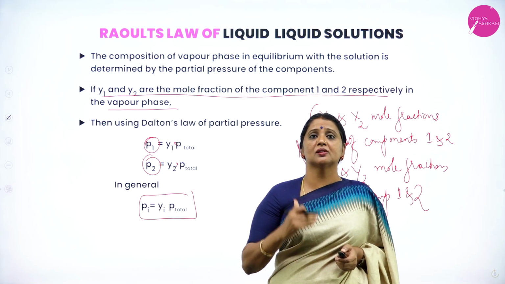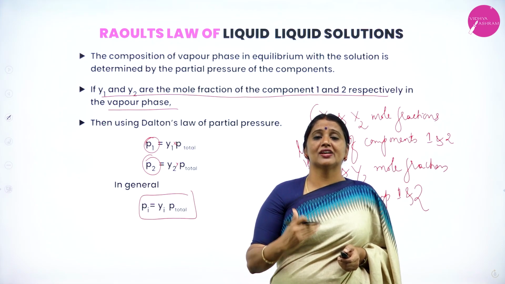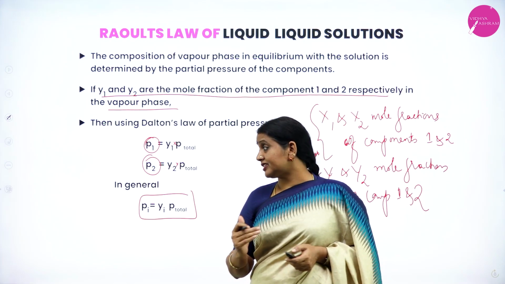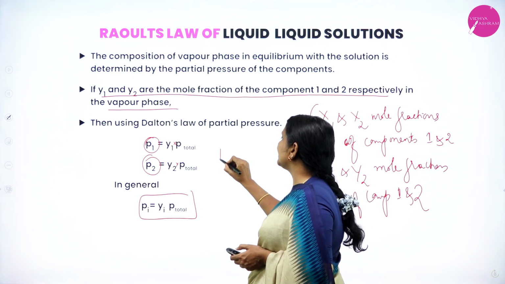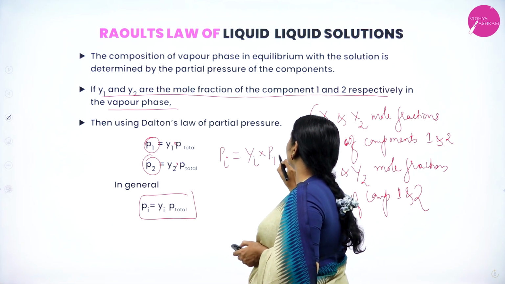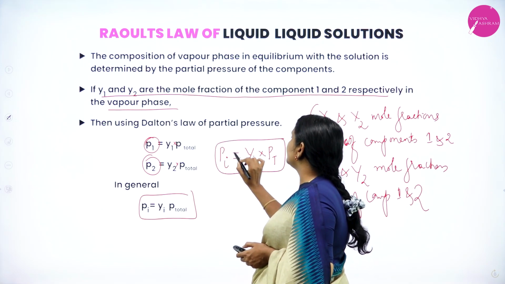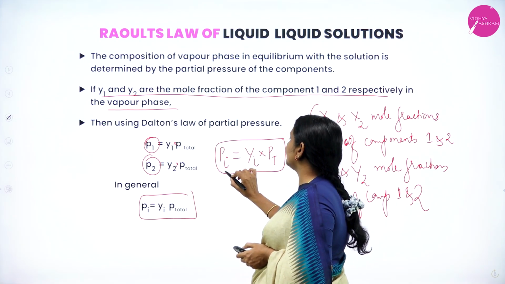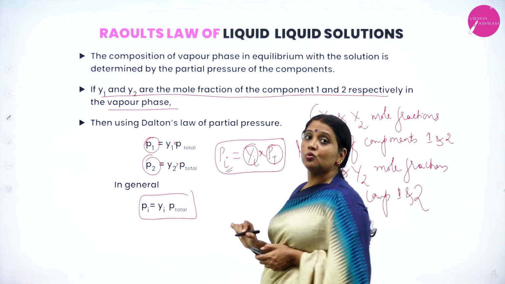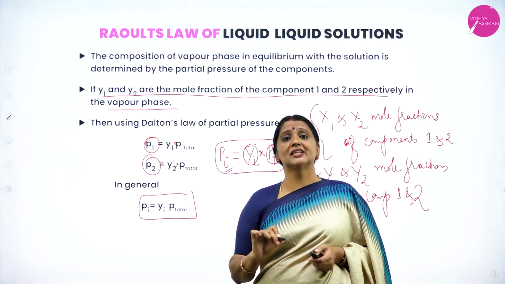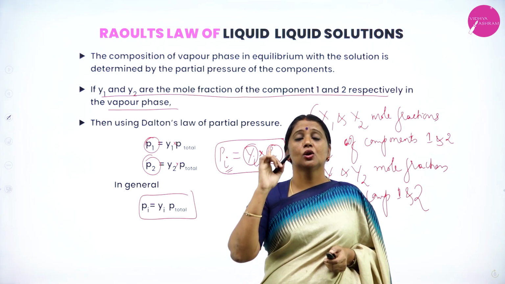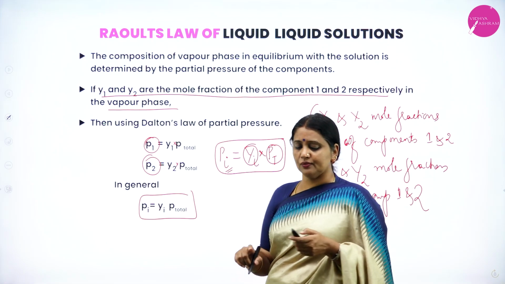X1 and x2 are the mole fractions in which phase? Liquid phase. Y1 and y2 are the mole fractions in which phase? Vapor phase. Therefore, for the vapor phase, the generalization is Pi is equal to Yi times P total. Here Pi is the partial pressure of that component, P total is the total pressure, and Y is the mole fraction of that component in the vapor phase. X is the mole fraction of that component in the liquid phase, and Y is the mole fraction of the same component in the vapor phase.